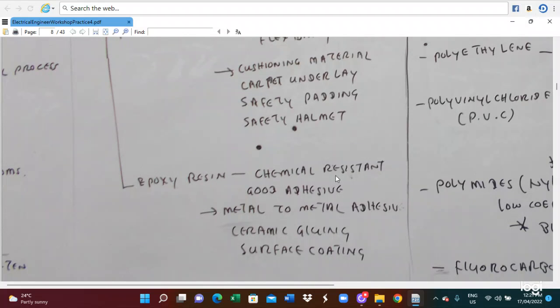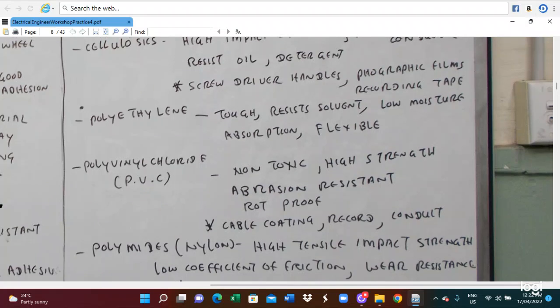Epoxy resin we use for chemical resistance. It is a good adhesive with good material adhesion, and ceramics have good flushing and surface coating properties.